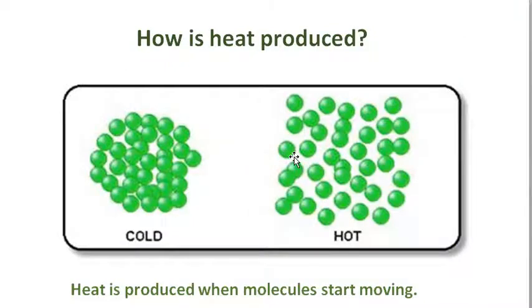The first point is how is heat produced. First of all, I'll tell you one thing. Heat is a form of energy, and heat is produced when molecules start moving. I told you before in the previous chapter that everything is matter, and matter is made from atoms. When two or more atoms join together, they make molecules. So heat is produced when molecules start moving. Got my point?